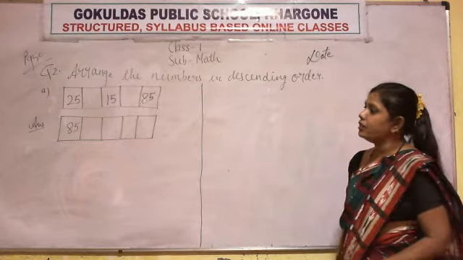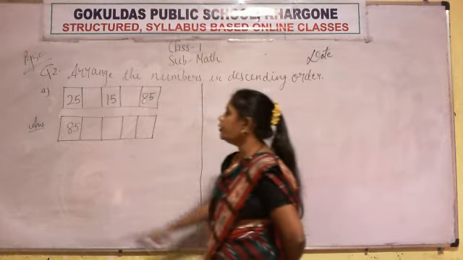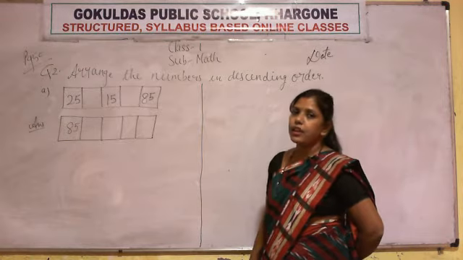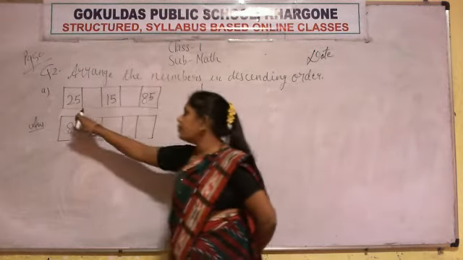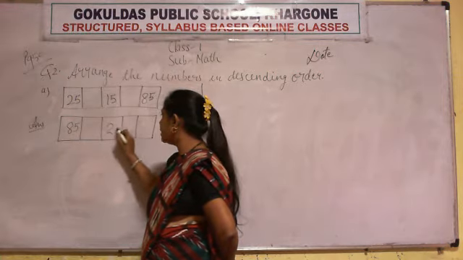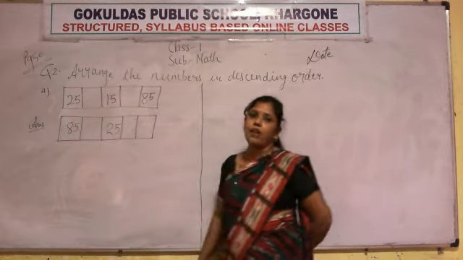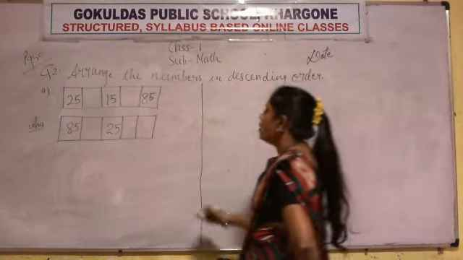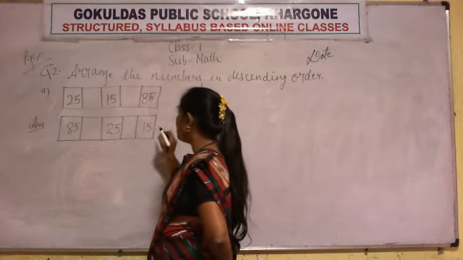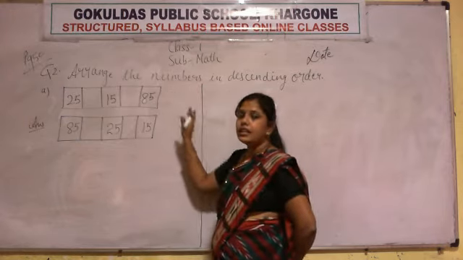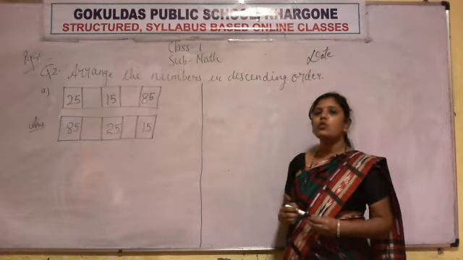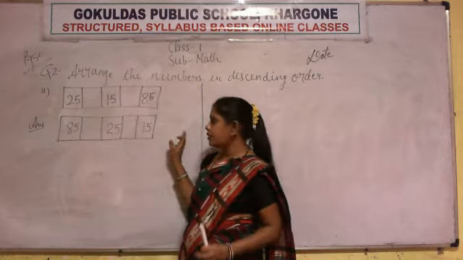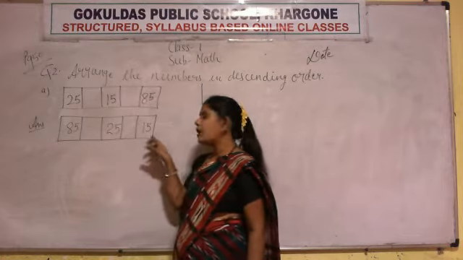Now identify the bigger number between the two remaining numbers. Which is the bigger number? 25. So second place is taken by 25. Now the smallest number is remaining, and that is 15. So we have arranged these given numbers in descending order, that means from bigger number to smaller number. Let us read the numbers again that we obtained as answer: 85, 25 and 15.